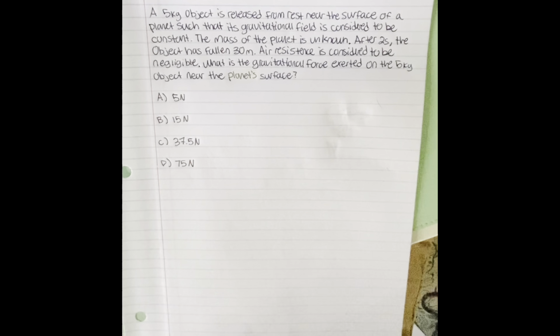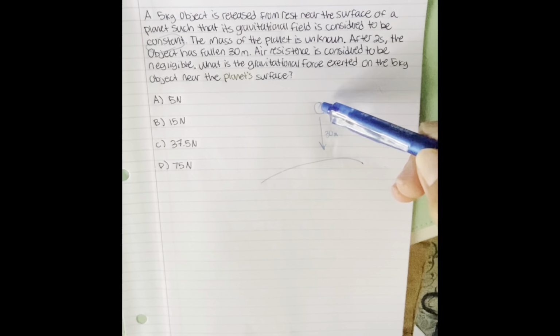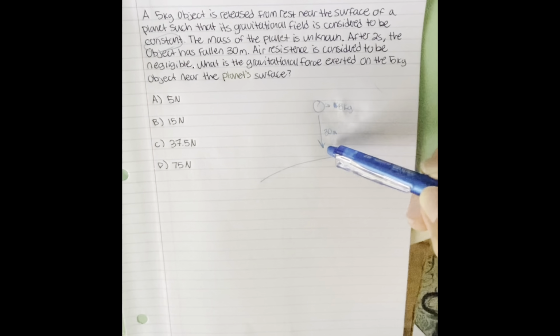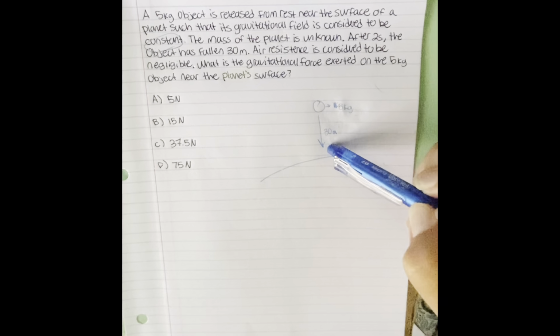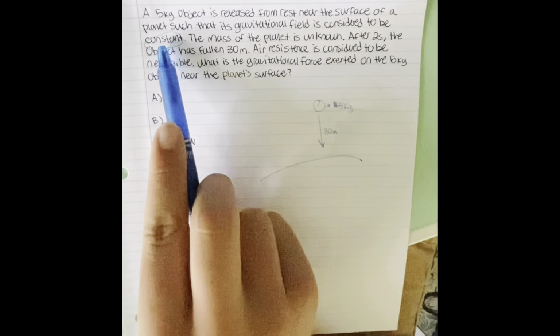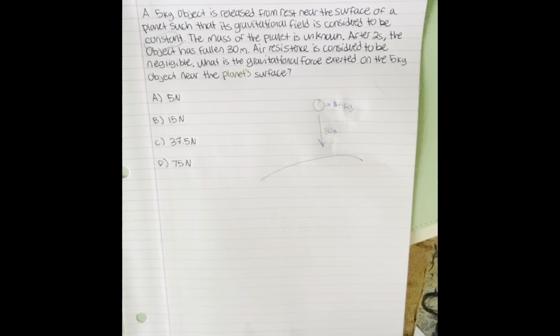So first, let's draw this out. Here's the planet, here's the object. We know that it's 5 kilograms, and we know it falls 30 meters. We also know that the acceleration is constant because it states in the question that the gravitational field is considered to be constant. We also do not know the gravitational acceleration. We only know that it is constant. We need to find the acceleration in order to find the gravitational force.